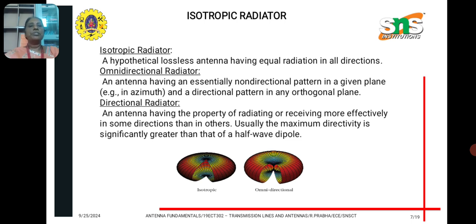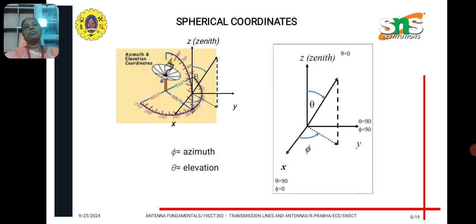An omnidirectional radiator is an antenna having essentially a non-directional pattern in a given plane and a directional pattern in any orthogonal plane. And a directional radiator is an antenna having the property of radiating or receiving more effectively in some direction than in others. Usually, the maximum directivity is significantly greater than that of a half-wave dipole.